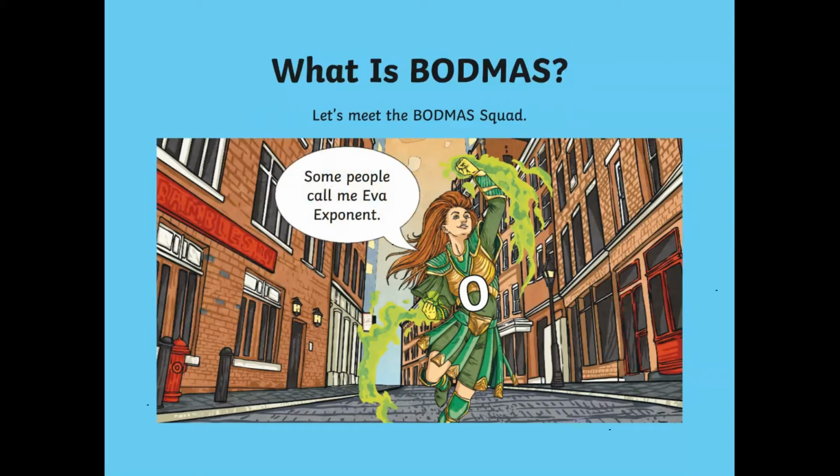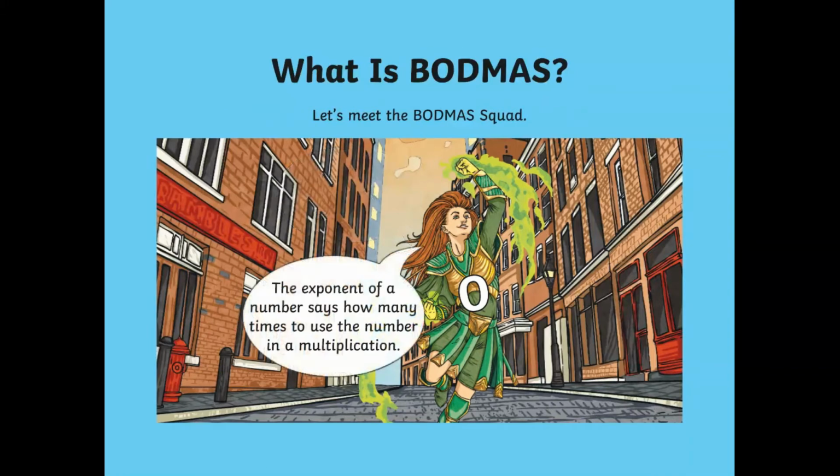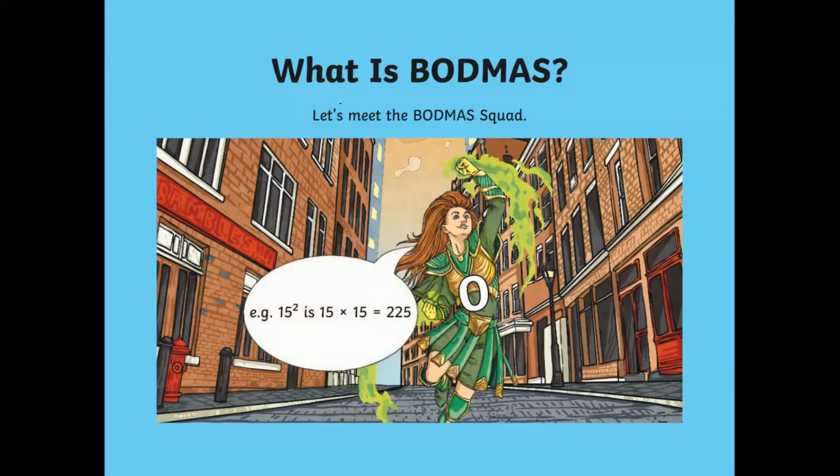Some people call her Eva Exponent, or Exponent. Okay, and the exponent of a number says how many times to use the number in a multiplication, such as 2 to the power of 3, or something similar to that. And so for example, as we can see, 15 to the power of 2 is 15 times 15. So there's 2 15s in that calculation, and that equals 225.